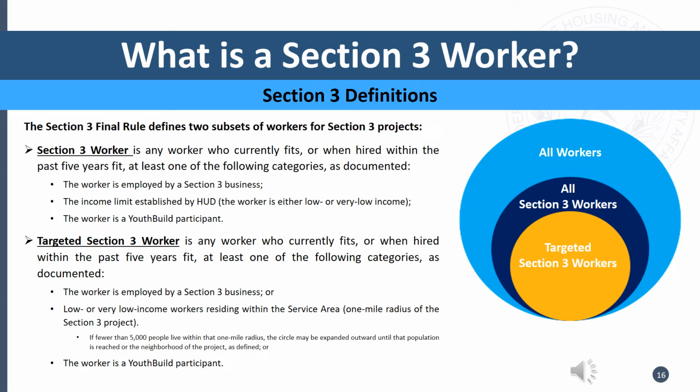A targeted Section 3 worker follows the same pattern. The only difference is a targeted Section 3 worker could be a low or very low income worker residing within the service area of the project, which is a 1 mile radius of the Section 3 project.